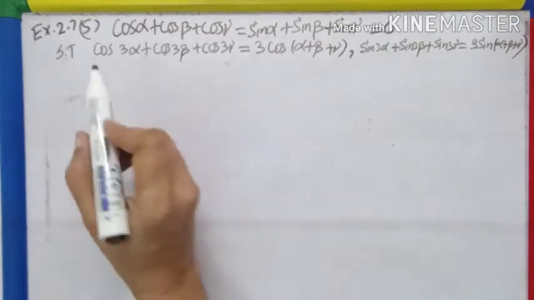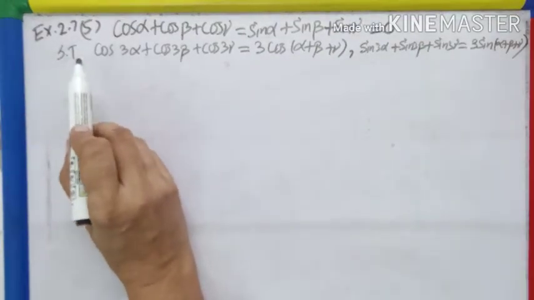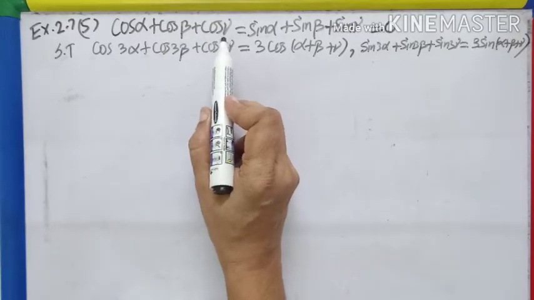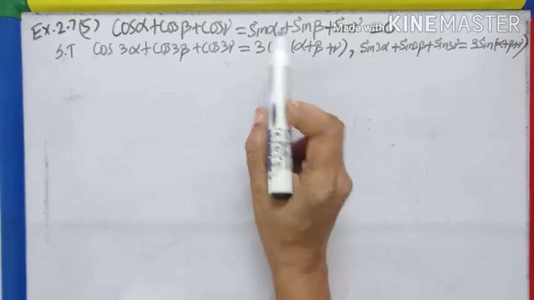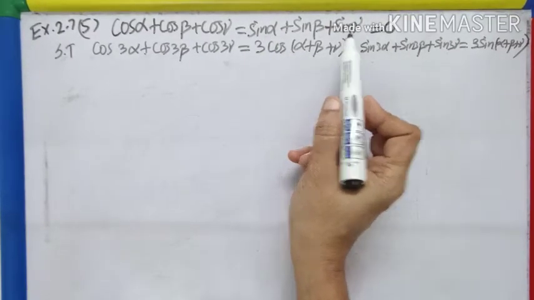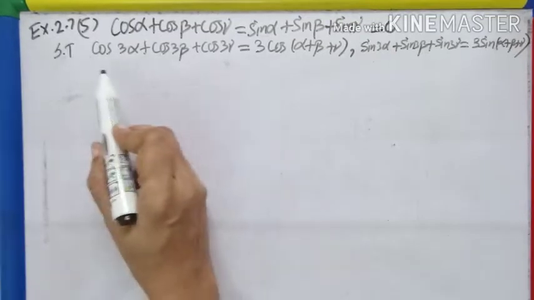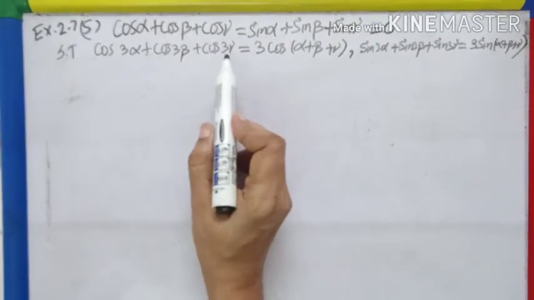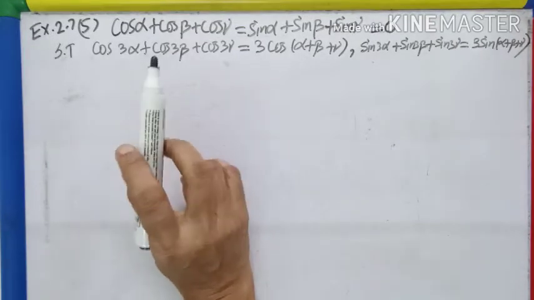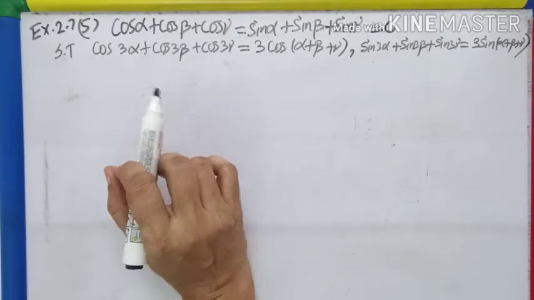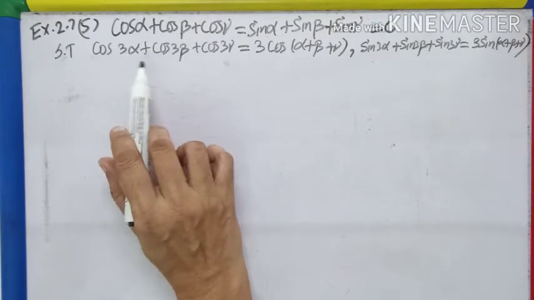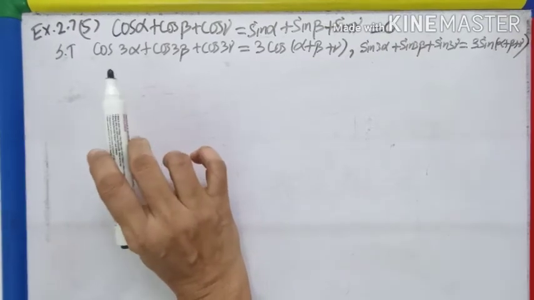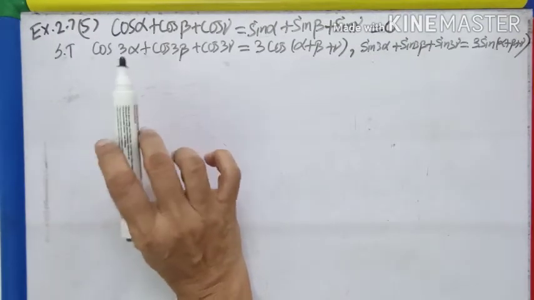Exercise 2.7, question number 5. We are given cos α + cos β + cos γ = sin α + sin β + sin γ = 0. We need to show this result. This 3α, 3β, 3γ says I want to raise to the power 3. Remember de Moivre's theorem. If I have 3α, it should be the whole power 3. So for which I must take to the whole power 3, it should be polar form.